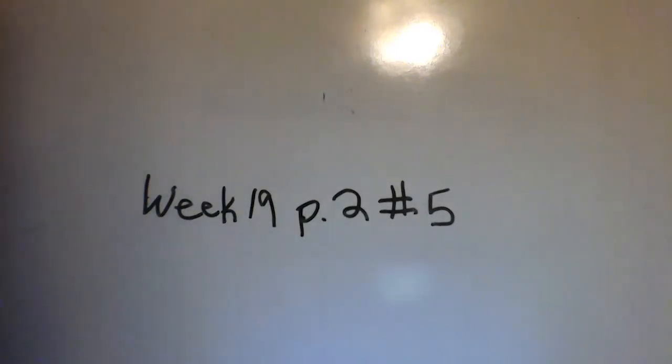This is week 19, page 2, number 5. Formic acid is a weak monoprotic acid that is partly responsible for the irritation of insect bites. If the initial concentration of formic acid is 0.100 molar and the equilibrium concentration of hydronium is 0.0042 molar, calculate the acid dissociation constant.